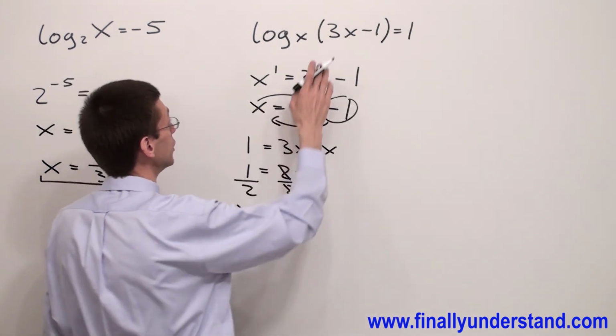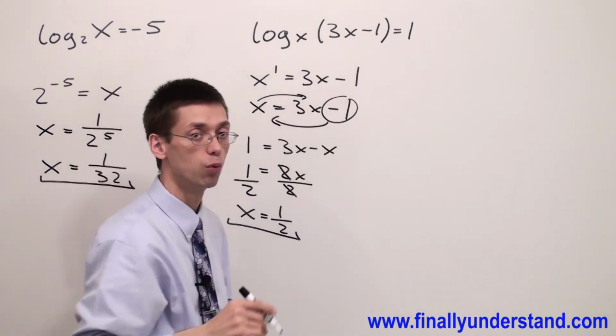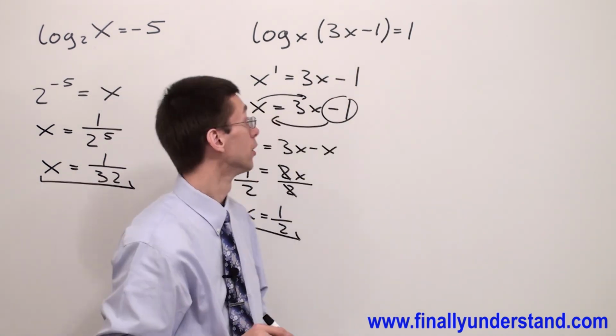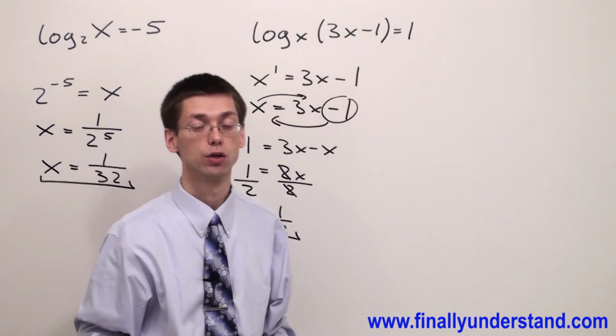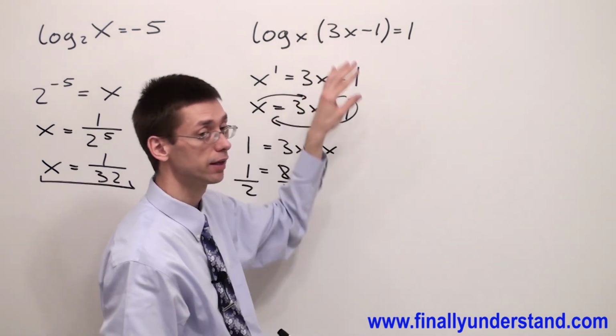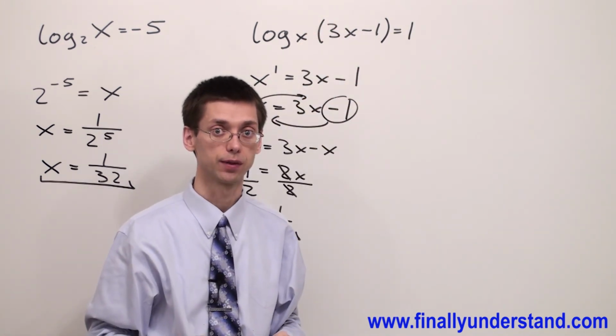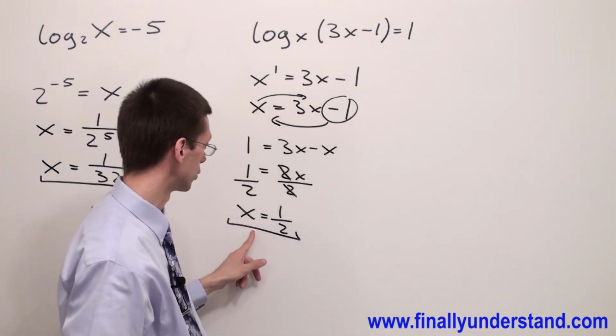Let's check with the domain. 3 times 1/2 gives me 1 and 1/2. 1 and 1/2 minus 1 gives me 1/2. So my domain is positive after these calculations. So this is the correct answer to my problem.